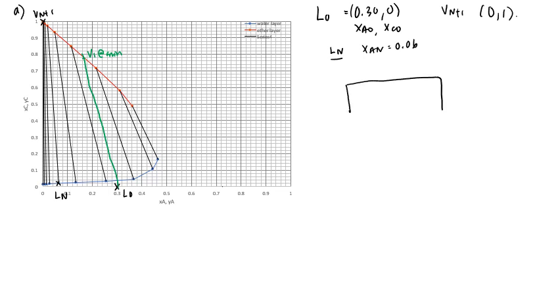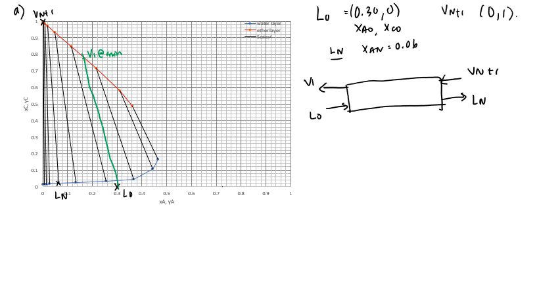Then from this V1, you connect the lines Ln and V1, because if you have this countercurrent stages, this is Ln, this is V1, and this is Vn plus 1. Sorry, the arrow is a bit off here. Okay, so L naught and Vn plus 1 must lie on a straight line, and Ln and V1 must lie on a straight line too. So we connect those two lines together.